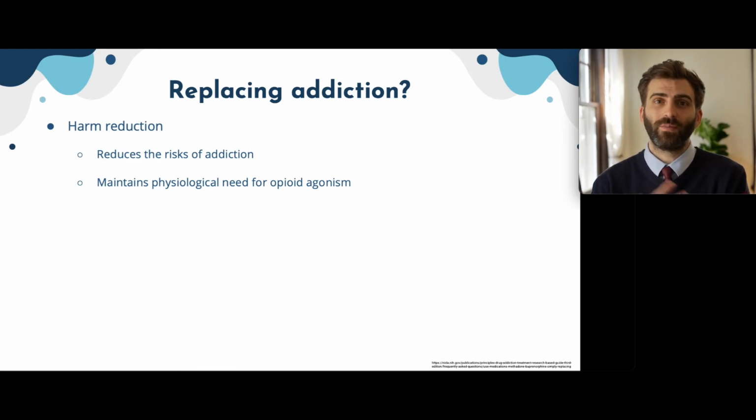because remember, this is problematic use where the patient isn't working, spending all their money, not fulfilling their major life obligations. Whereas people on methadone, people on Suboxone work. They work full-time jobs, they contribute to society, they take care of their family. So you're getting rid of addiction, but you're maintaining a physiologic need for opioid agonism. So you're still working on that opioid receptor, but it's a much more controlled manner.